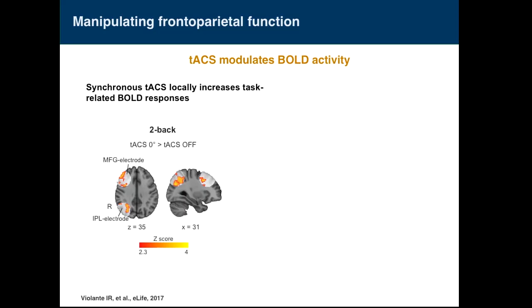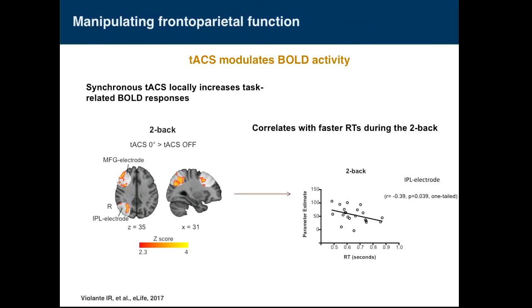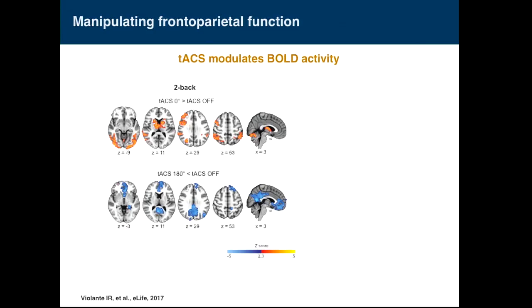So first of all, we'll look at what's going on underneath the electrodes. During the 2 back condition, when we imposed this synchronous stimulation, we saw a correlation between the activity in the parietal region and reaction times, such that the participants that had a high increase in BOLD activity were also faster in this task. And I think what is very interesting is that it's not just a local modulation per se, but actually a whole frontoparietal network. So when we impose the synchronous condition, the whole frontoparietal network increases its activity.